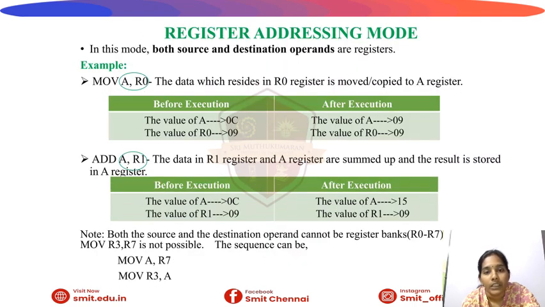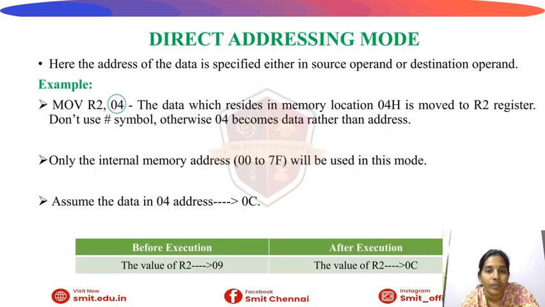Next is the register addressing mode. In this mode, both the source and destination operands are registers. Example, MOV A, R0. Here, A and R0 are the registers. Direct addressing mode. In direct addressing mode, the address of the data is specified in either the source operand or the destination operand. Example, MOV R2, 04. Here, 04 is the memory location 04H, whose data can be moved to the register R2.